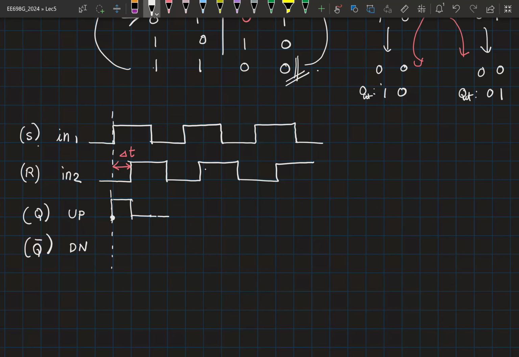So it remains at 0. Both of them are 0. It holds the state. Then it goes high again. Now at this point, I have completed one period. So I can confidently sketch the same waveform throughout.